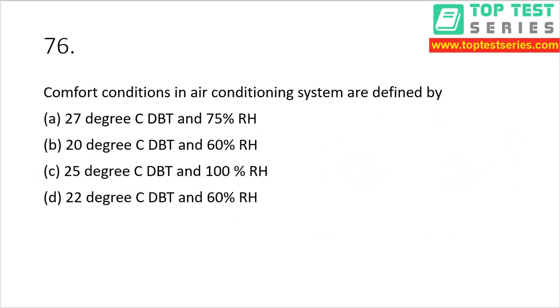Question number 76. Comfort condition in air conditioning system are defined by. How can we define this? Option D is the correct answer: 22 degrees centigrade DBT and 60% relative humidity.